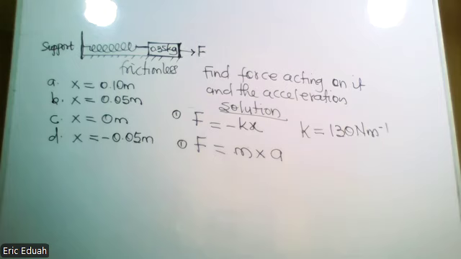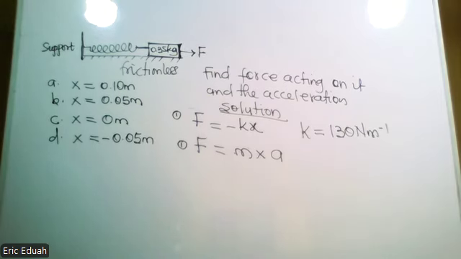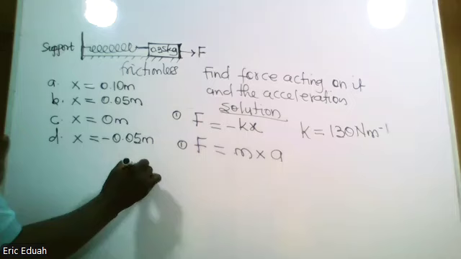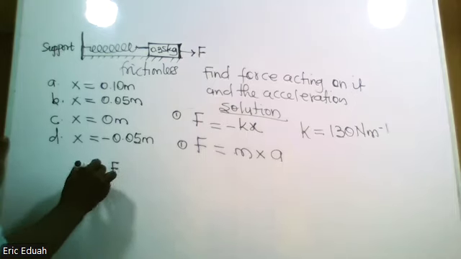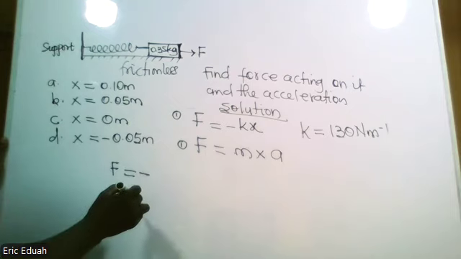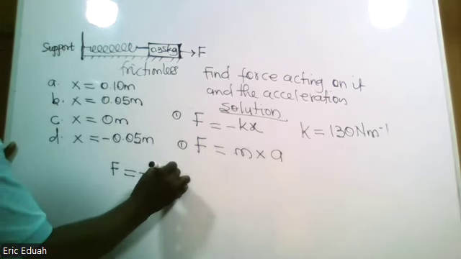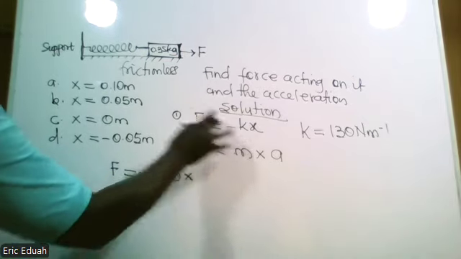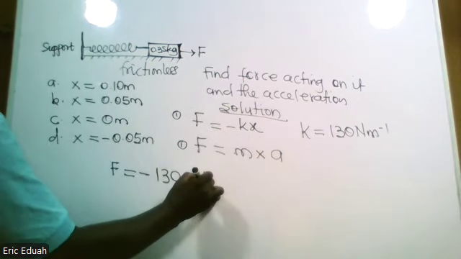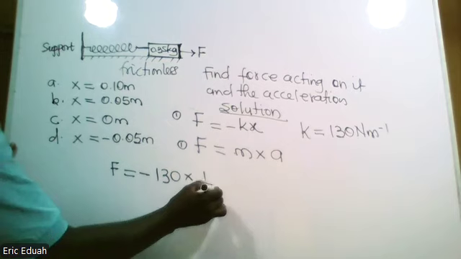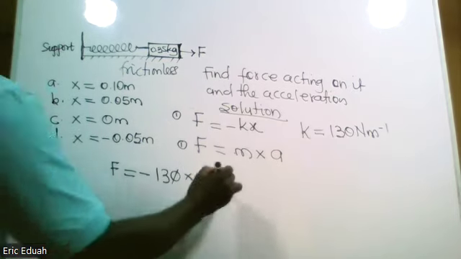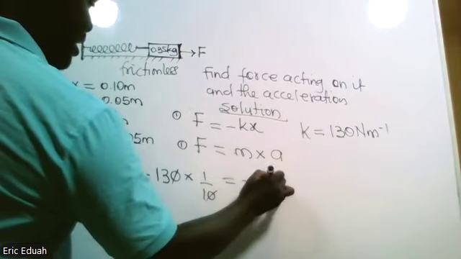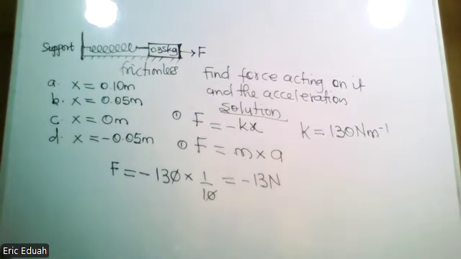Please, I'm still on it. All right, then let's solve it. We need to finish SHM today. So F would be equal to minus K, K is 130 Newton per meter, times the displacement of 0.1, which is 1 on 10. So this is equal to minus 13 Newton, or by magnitude 13 Newton.